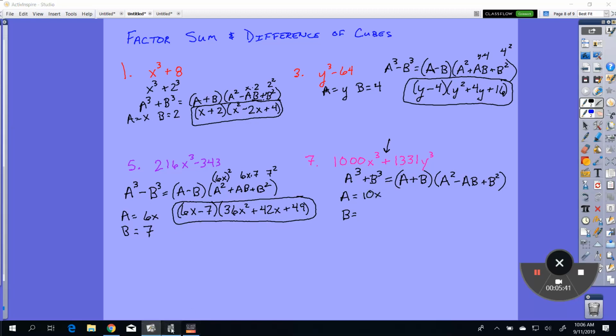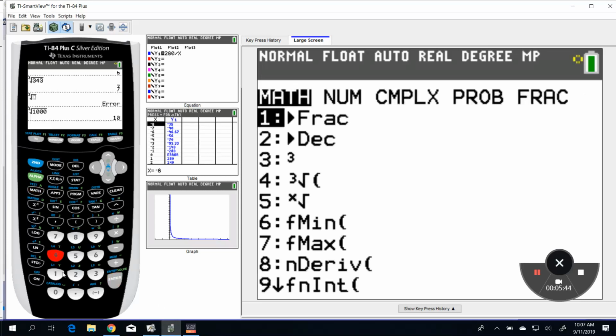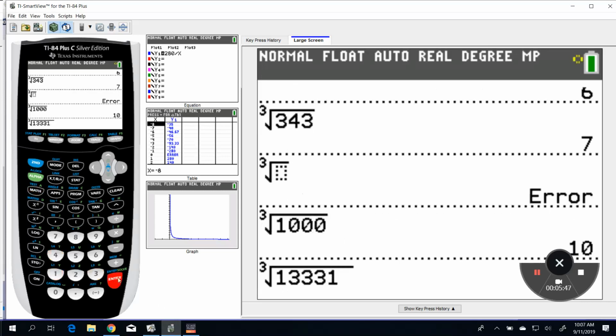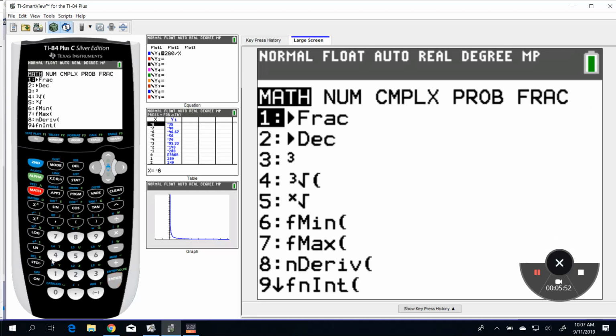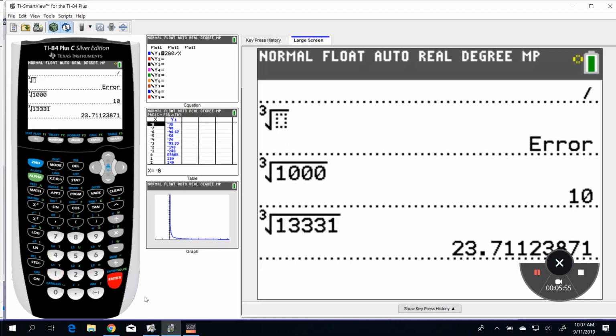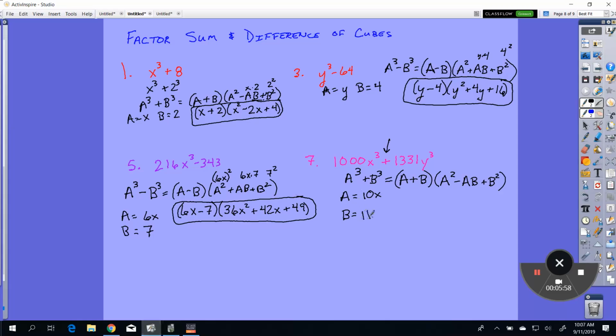Now I need to find the cube root of 1331. So math 4, 11. So it is 11y though, because this had a y cubed on the end, so we had to say it's 11y. So I threw a trick at you. So replace all the a's with, so this is going to be 10x plus 11y.